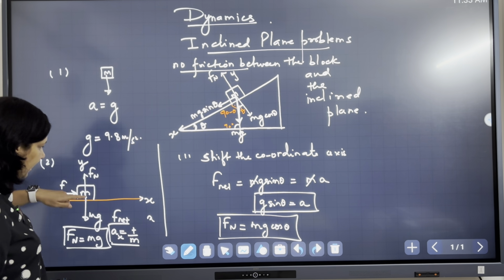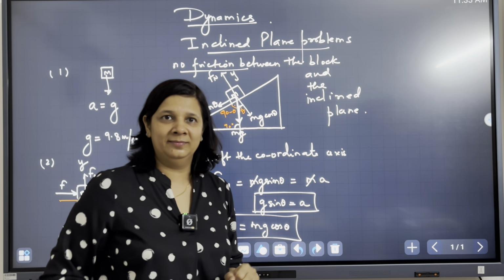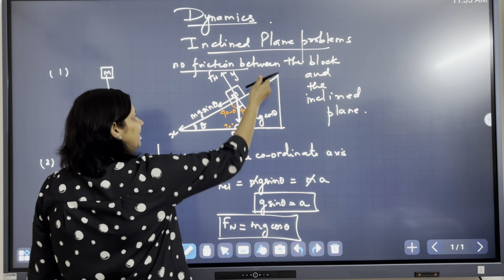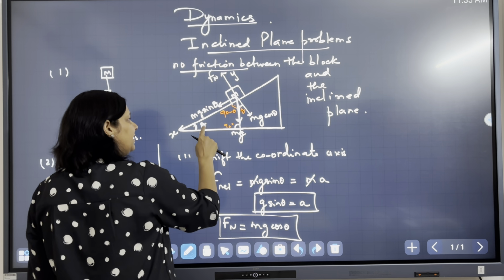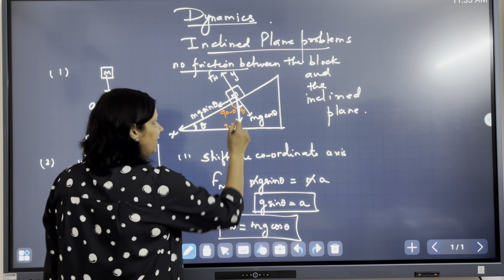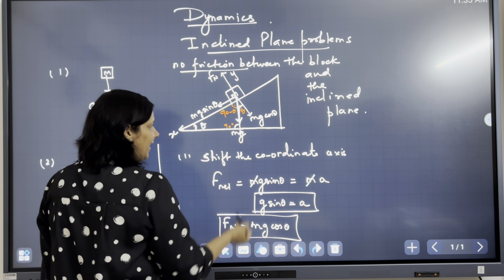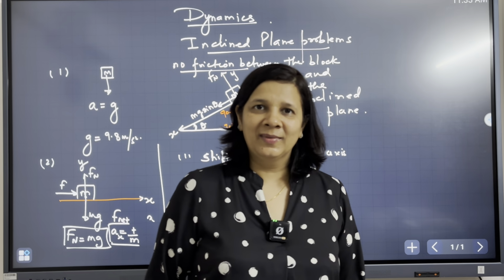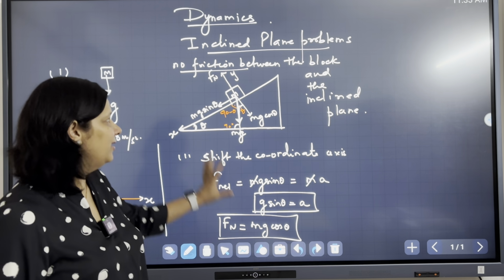But now when the same block is kept on an inclined plane, then the net force will be mg sin theta. This theta will play an important role. That will give you the acceleration, and the normal force will be mg cos theta. Okay? I hope this is clear to all of you. Now you can just use this.